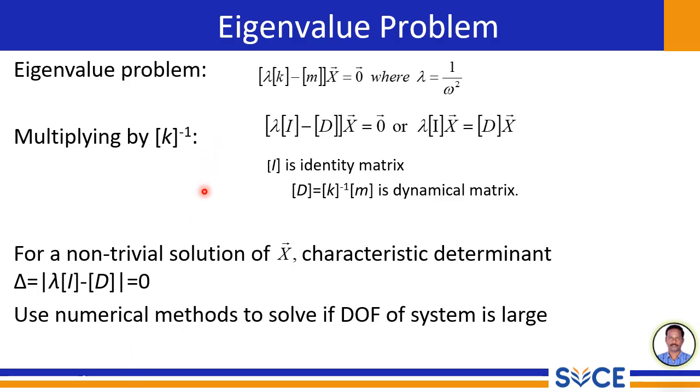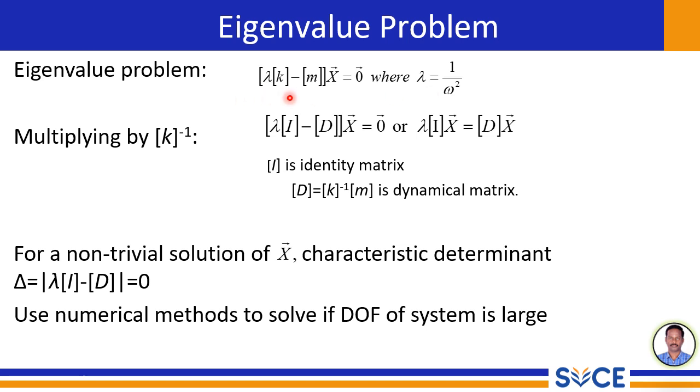We are looking at the formulation of eigenvalue problems, which is fundamental in vibration analysis. The eigenvalue problem is expressed as (λ K − M) X = 0, where λ is equal to 1 by ω², K represents the stiffness matrix, M represents the mass matrix, X is the eigenvector representing the mode shape, and this 0 vector is the zero vector. The term ω represents the natural frequency.